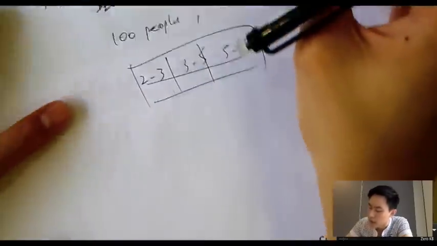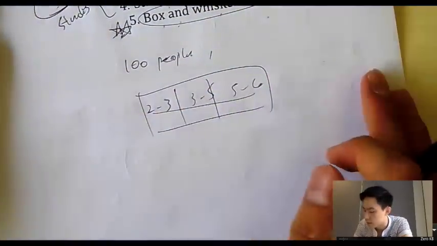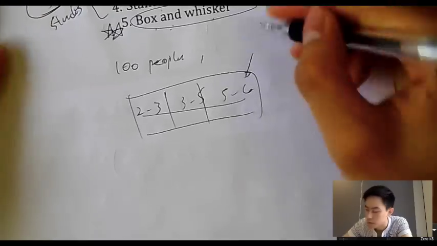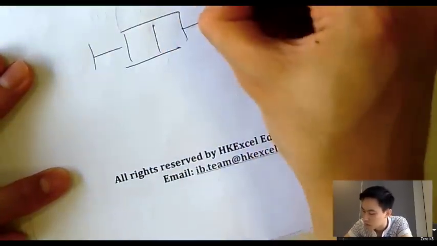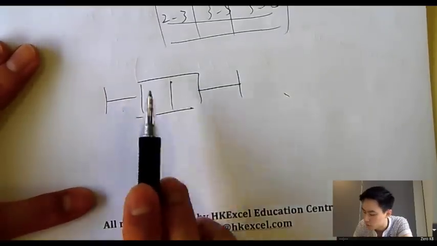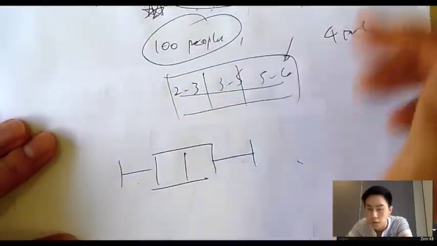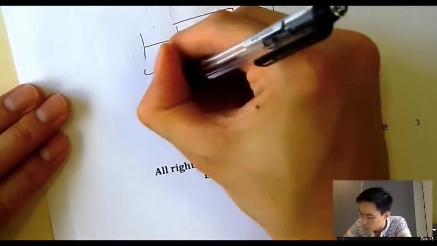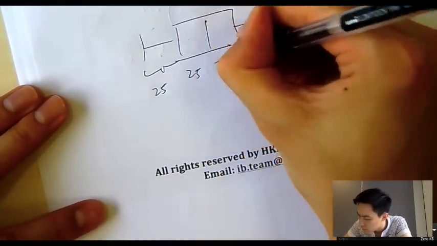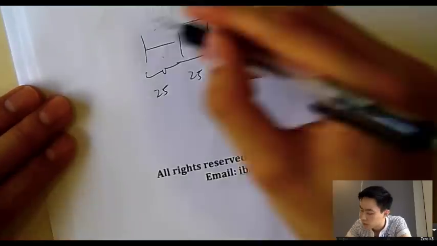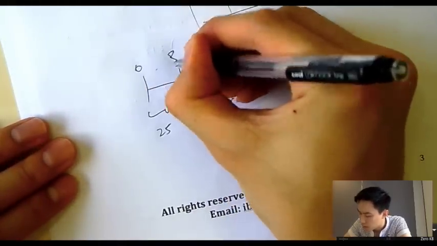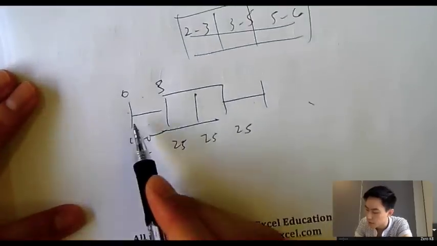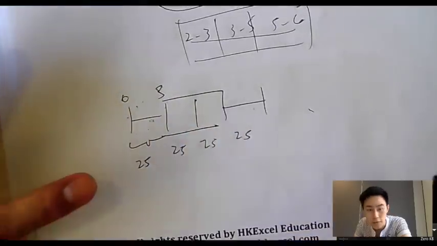After you get all the data, you have to separate all the numbers into 4 equal parts. That's why in the box and whisker you can see we have 4 boxes: 1, 2, 3, 4. If you have 100 people, then the first part will be 25 people, and the next 25, 25, 25. So let's say 0 to 3: there are actually 25 people drinking 0 to 3 coffees during the interview.